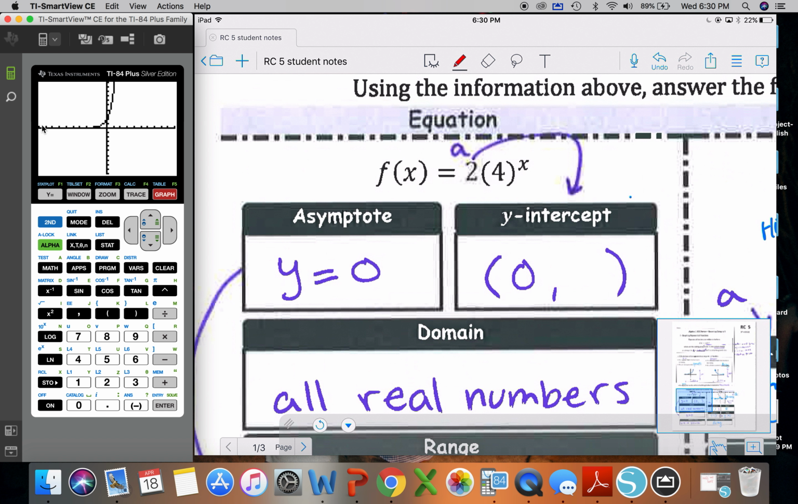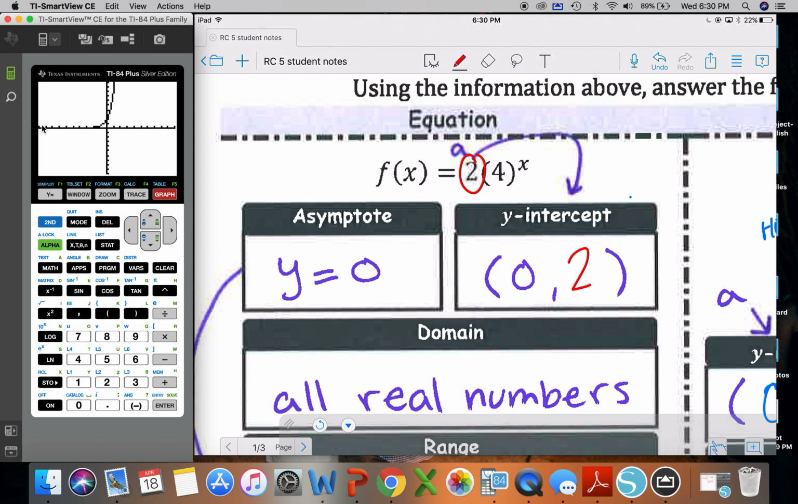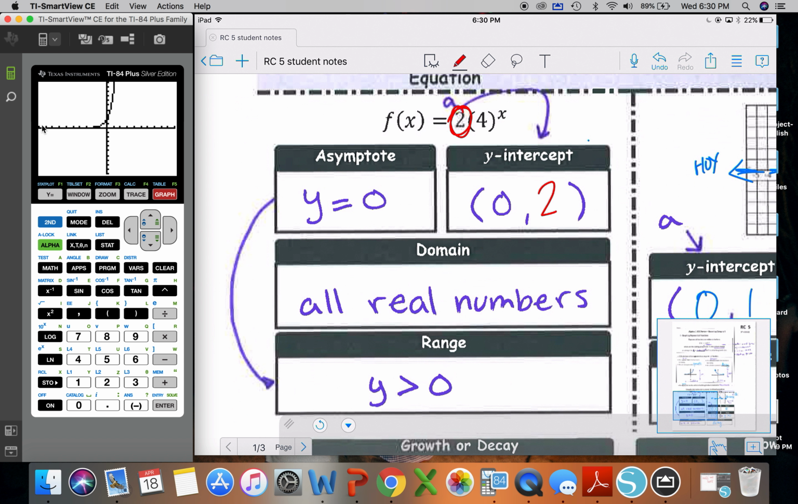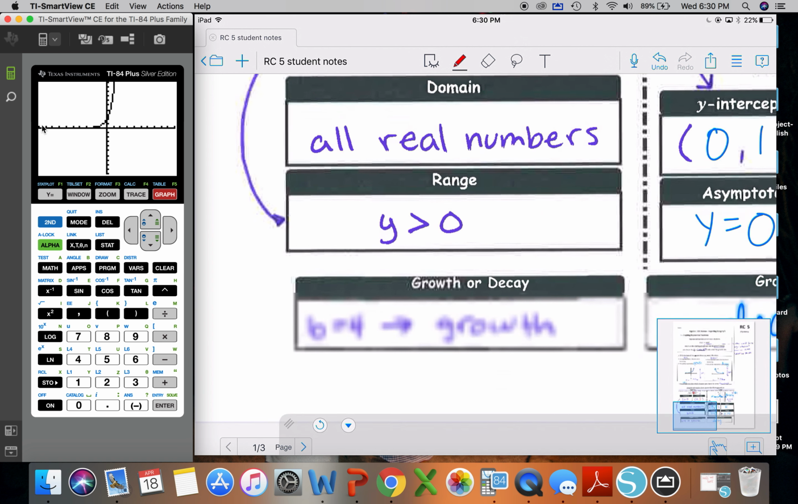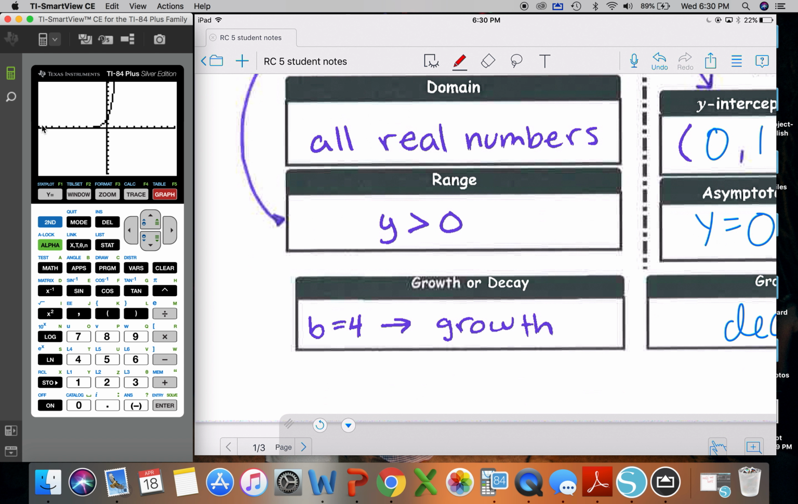My y-intercept is going to be (0, 2), because that first number is my y-intercept. Domain, just like the other one, and all exponentials, all quadratics, all linears, is all real numbers. And my range is everything greater than 0, not equal to. Because my b value is bigger than 1, it is growing, so this would show exponential growth.